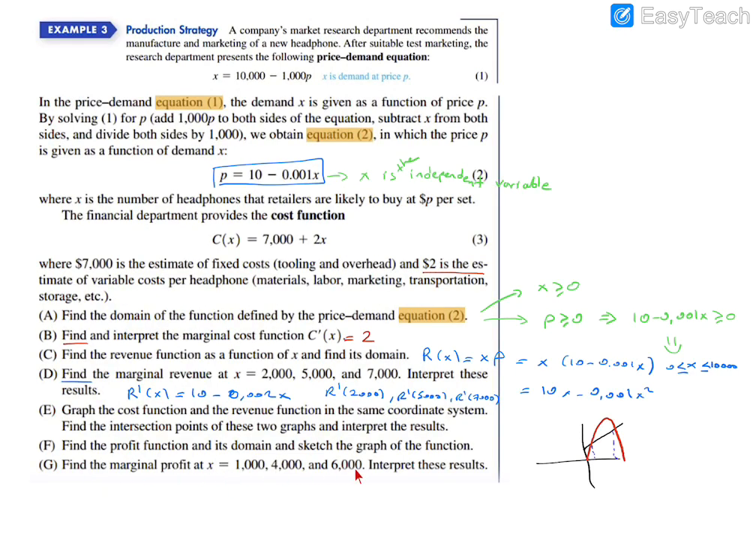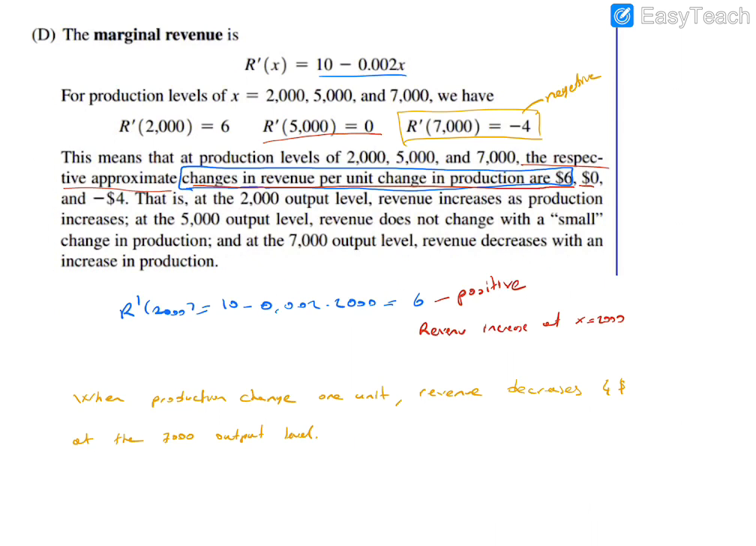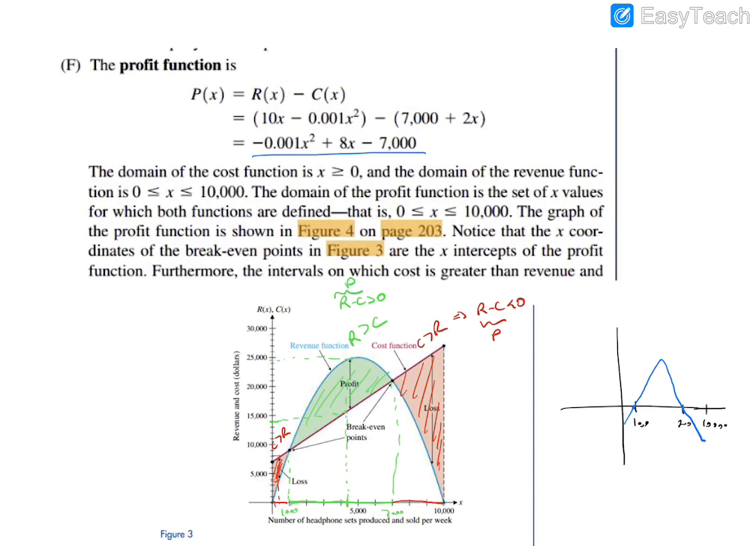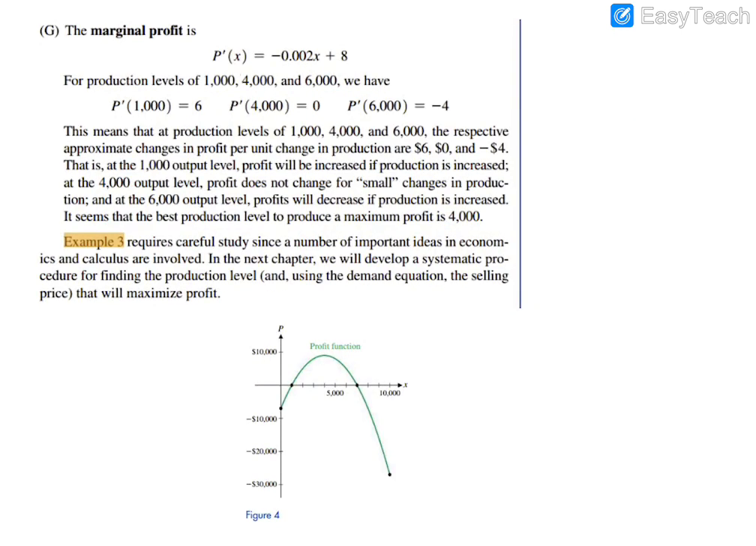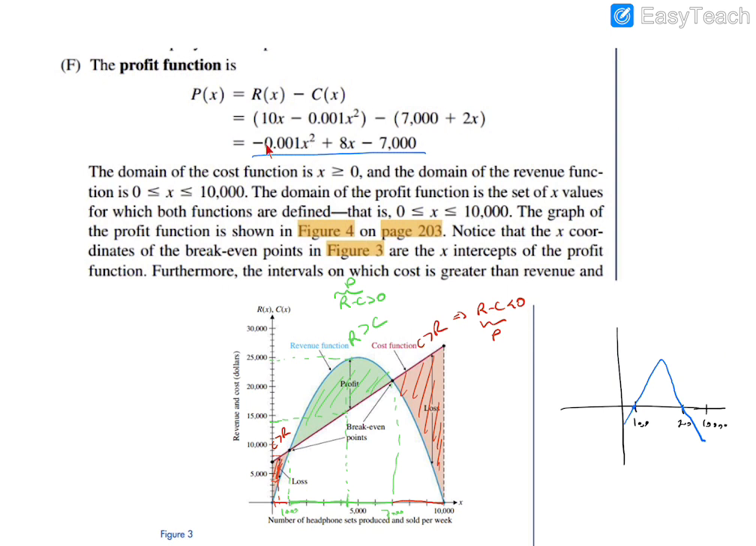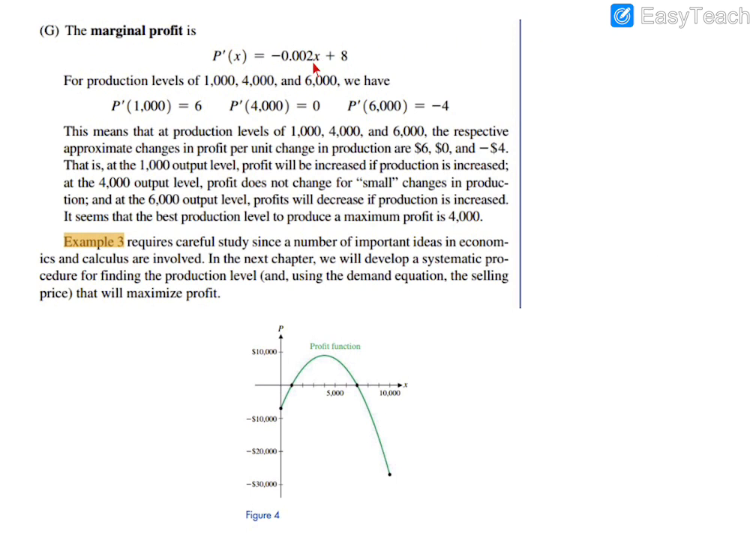Find the marginal profit at this level. This record is very long, I know that. Interpret these results. So the marginal profit is a derivative of the profit function. So from here, minus 0.002x plus 8 is our marginal profit function. At this level, you can calculate. So that means when the production level is 1,000, the company profit increases at the rate of $6.